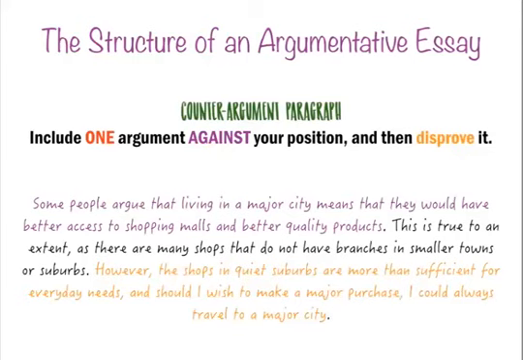The paragraph continues. This is true to an extent, as there are many shops that do not have branches in smaller towns or suburbs. However, the shops in quiet suburbs are more than sufficient for everyday needs. And should I wish to make a major purchase, I could always travel to a major city. So you can see the sentences highlighted in orange disprove the point that I made in purple. So the counter argument paragraph includes one argument against your position, and then you go on to disprove it by arguing against it.